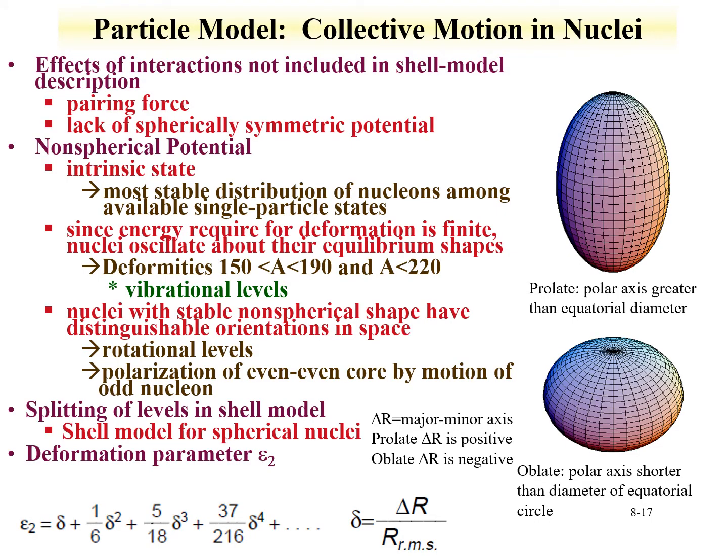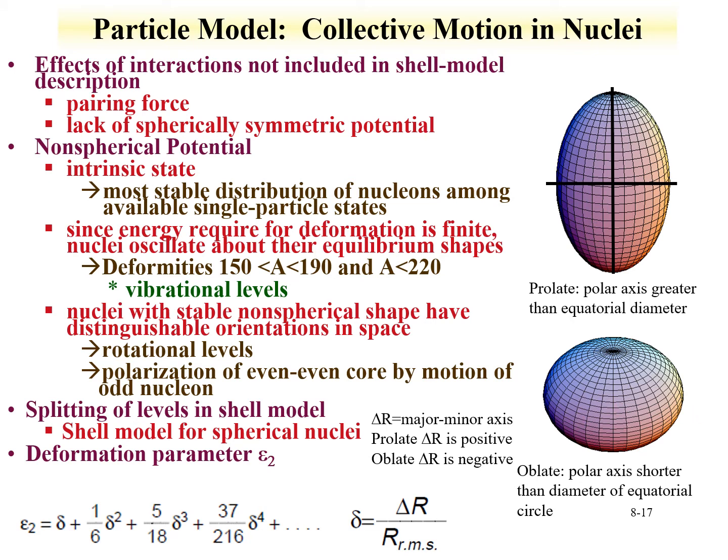The main assumption of the shell model is that nuclei are spherical. If one applies a particle model and discusses nuclei as particles in collective motion, one can come up with shapes that are non-spherical. Nuclei can have shapes such as prolate, shown here, or oblate. The prolate, the polar axis is greater than the equatorial diameter, and the oblate is opposite.